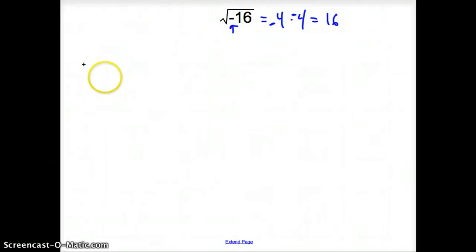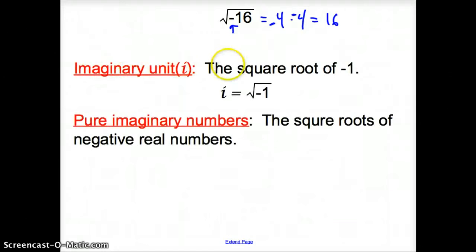So can we take care of a square root of a negative number? As of today, we can't, but now we can take a square root of a negative number. It is called an imaginary number, or an imaginary unit, which is the square root of negative 1. You'll see a lot of i's today. i equals the square root of negative 1. Pure imaginary numbers are the square roots of negative real numbers.